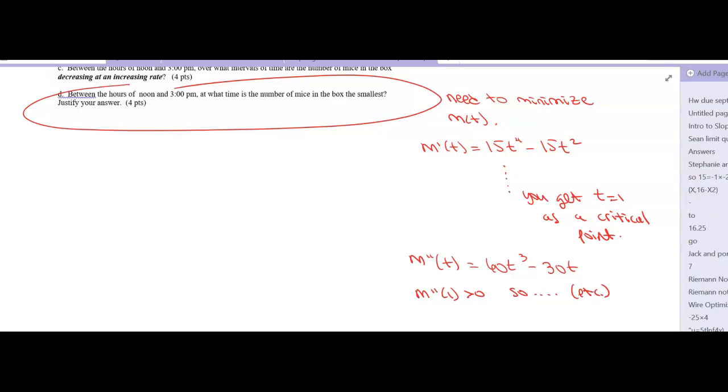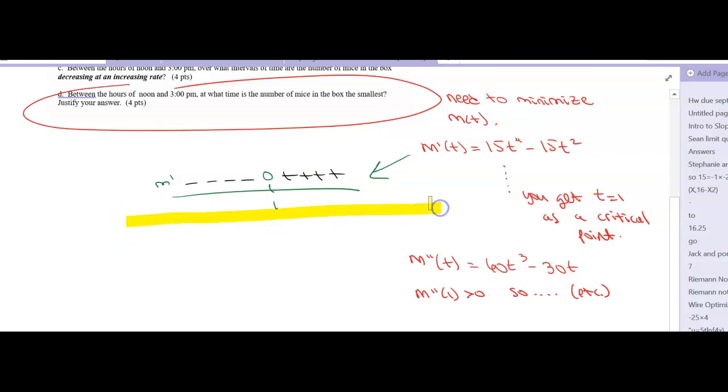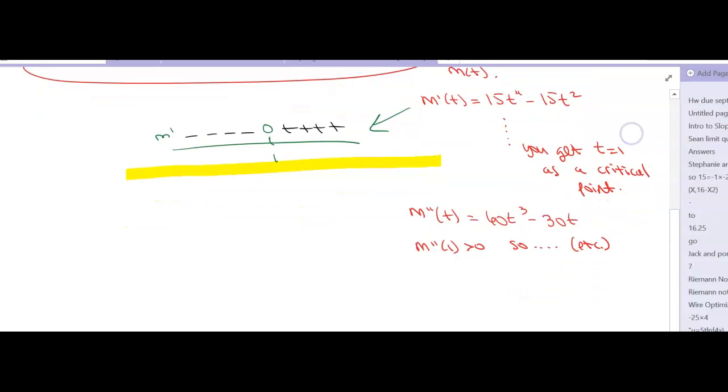Regardless, if you use the first derivative test for extrema, I believe you would have taken m prime over here. You would have found that 1 is a value where m prime equals 0. And then your sign goes like this, right? So by the first derivative test for extrema, right here, minimum number of mice is at t equals 1. But let's say you want to use the second derivative test for extrema.